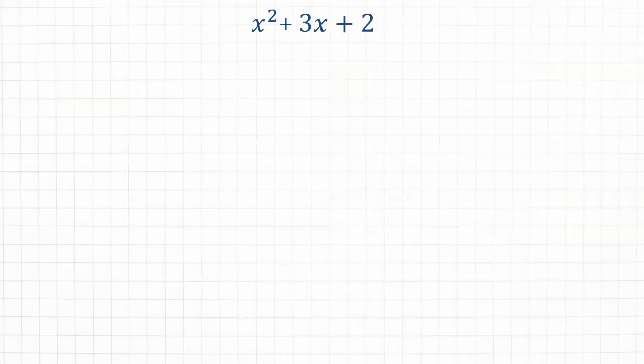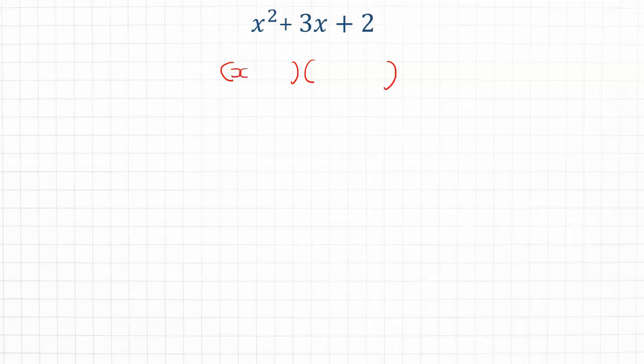Let's start with a really simple example. What is x squared plus 3x plus 2 factorized? This is what is called a quadratic expression. So I've already said that we're going to factorize this quadratic expression to double brackets. So we write down two sets of brackets.